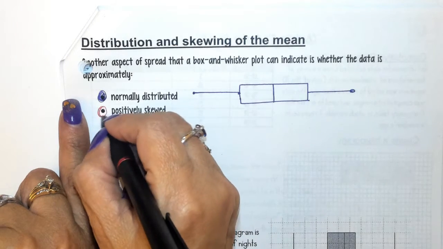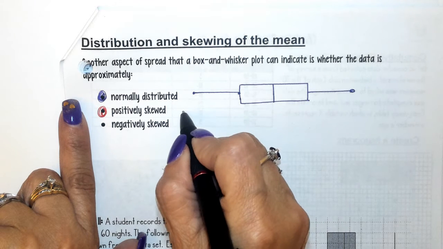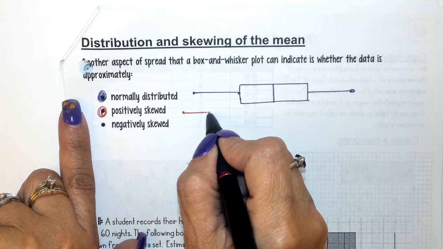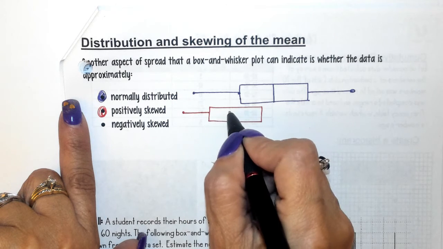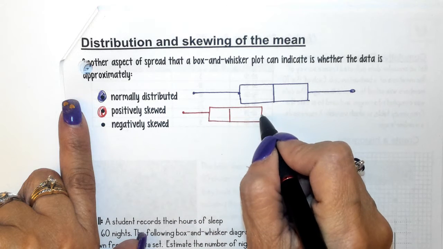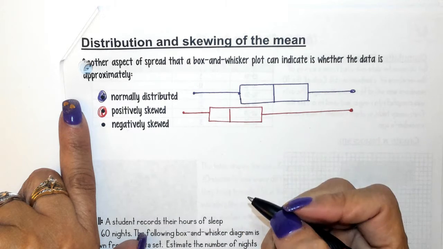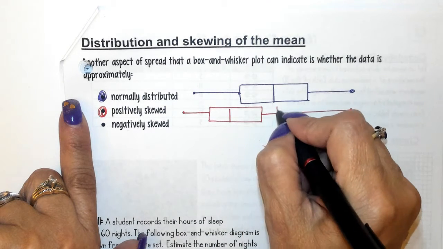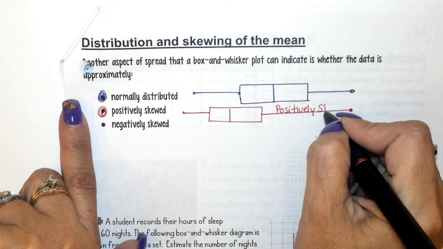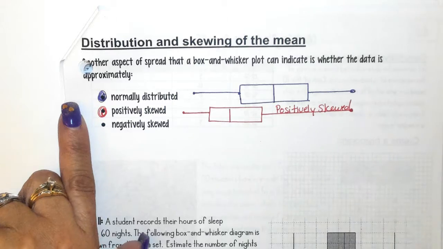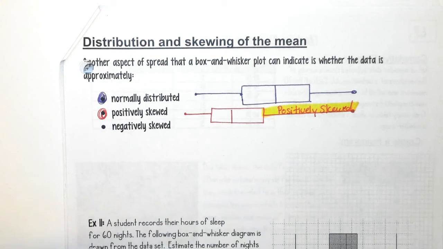Now, let's do a positively skewed graph. All right, it would start here, and it would go, and then it would have its little box here, and maybe the median is still right in the middle, but positively skewed means this side over here is super long. It's positive over here. So this is positively skewed on the positive side. I'm going to highlight that. That's positively skewed.